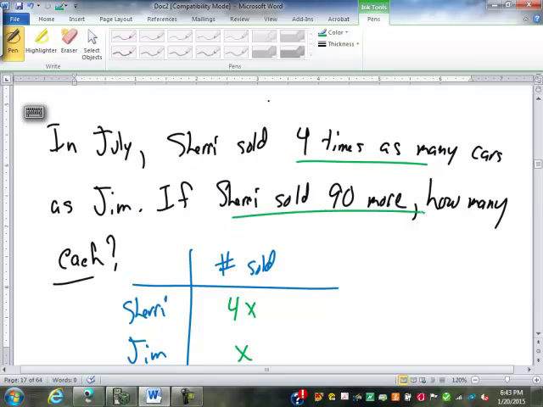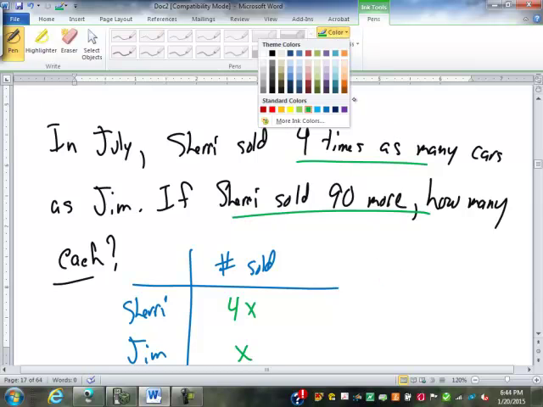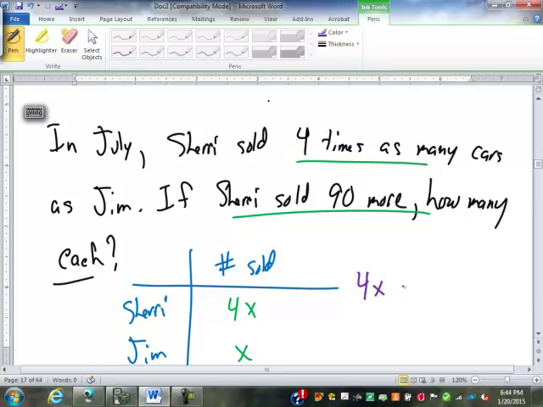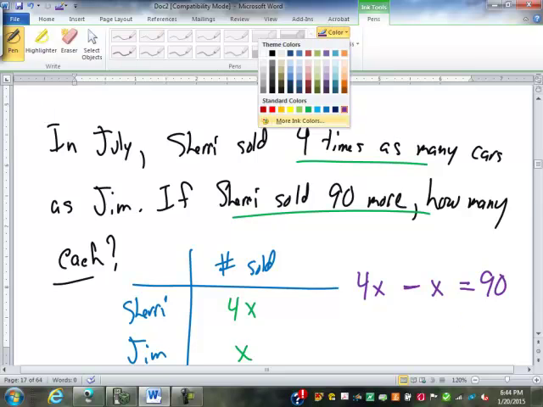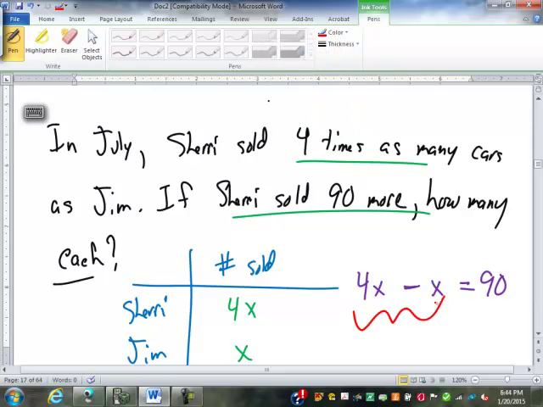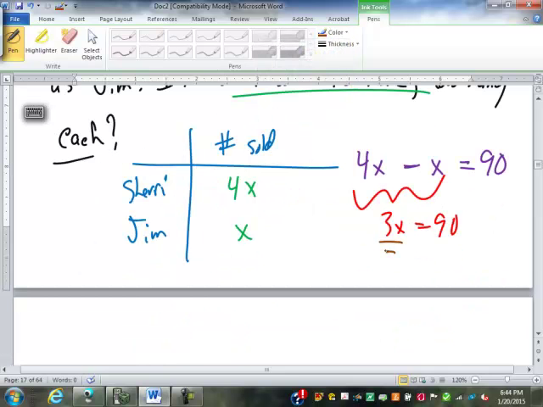Now the 90 more comes in actually saying the difference between them. Sherry's amount, 4X, minus Jim's amount, which is X, has got to equal 90 because she sold 90 more. So now in this case, it's 4X minus X, which would be 3X equals 90, and divided by 3, X equals 30.